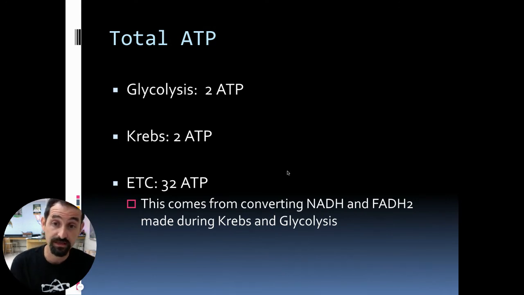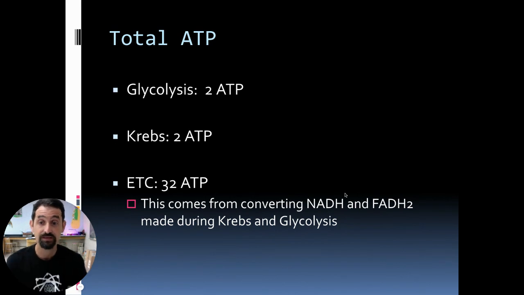So your total ATP, glycolysis, you got 2, Krebs, you got 2, but the electron transport chain, you got 32. But remember, that came from that NADH and FADH that you got earlier. And that gives you in total 36 ATP to keep yourself alive.